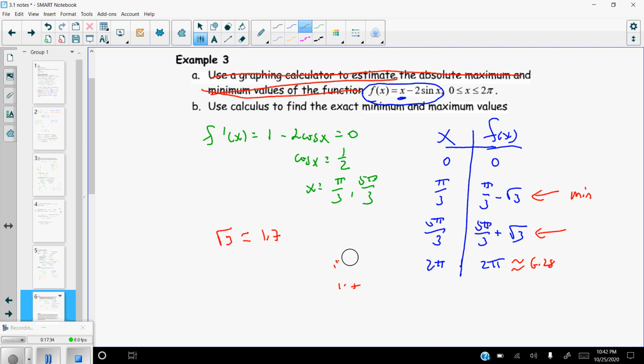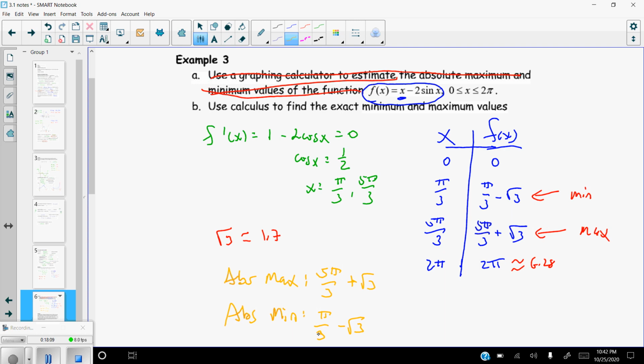Again, these are all just estimations. This is not exact values here. We don't need the exact values because that's given to us. But this means this is our maximum. So we'll go ahead and write that out. The absolute max and the absolute min. So the absolute maximum is 5 pi thirds plus root 3. And the absolute minimum is pi thirds minus root 3. And those are exact values.